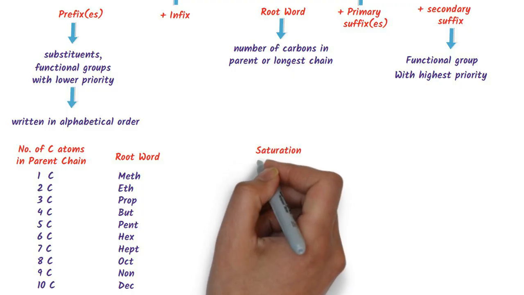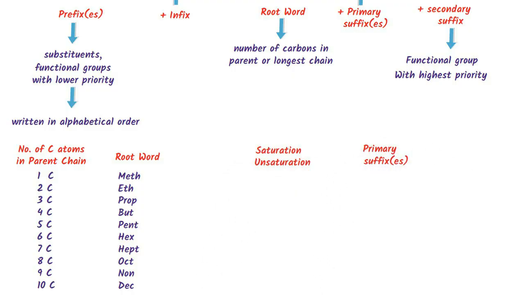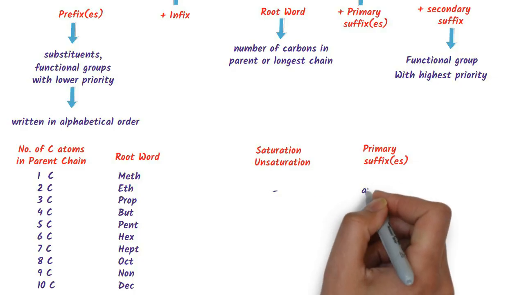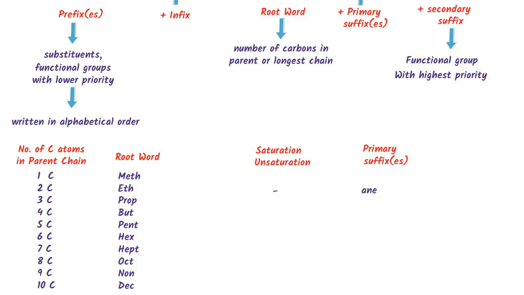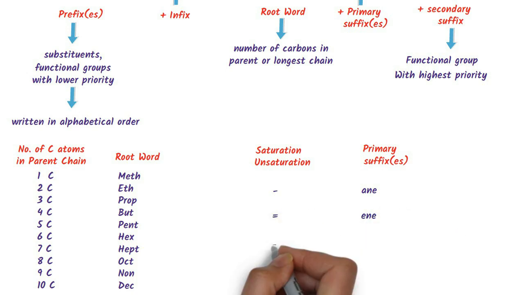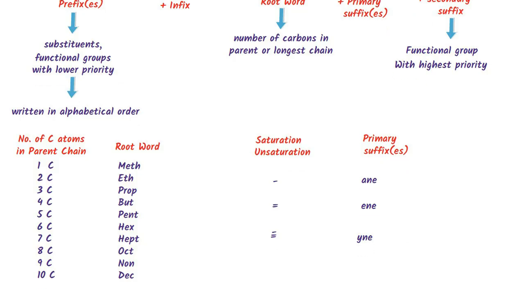Now, let us see what primary suffixes we use for saturation and unsaturation. If the parent carbon chain contains only single bonds, then we use suffix ane with root word. If double bond is present in the parent carbon chain, we use suffix ene with root word. And if there is a triple bond between carbons in parent chain, then we use suffix yne with root word.